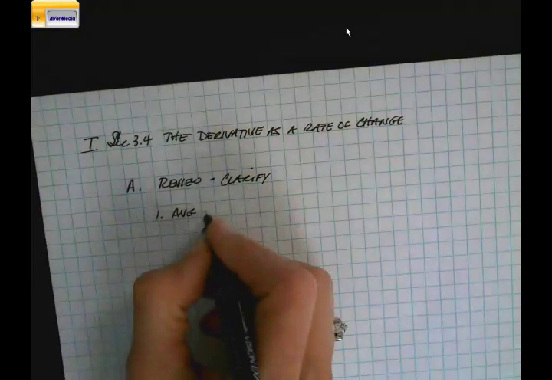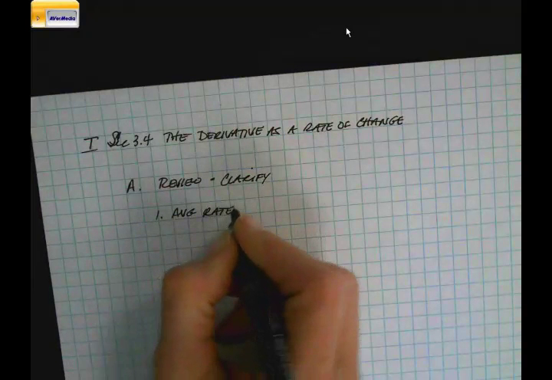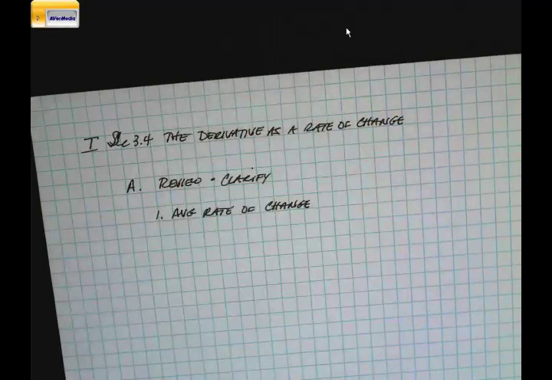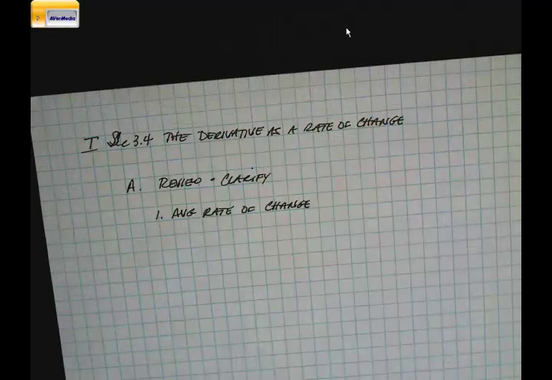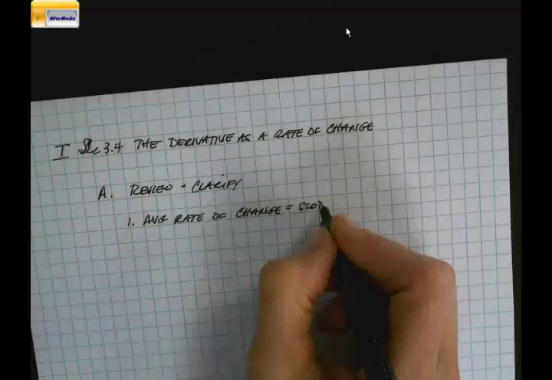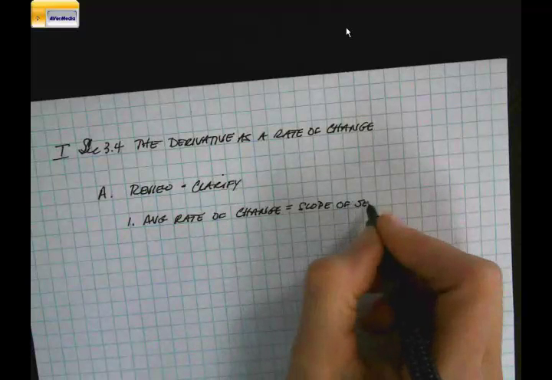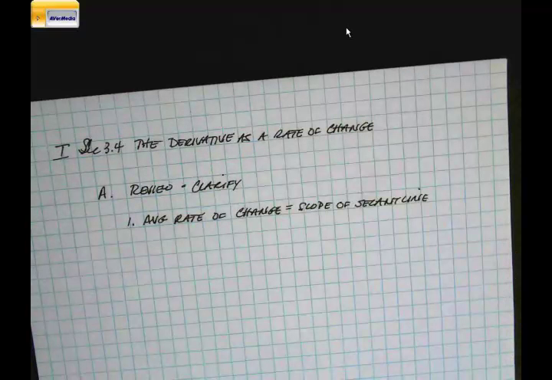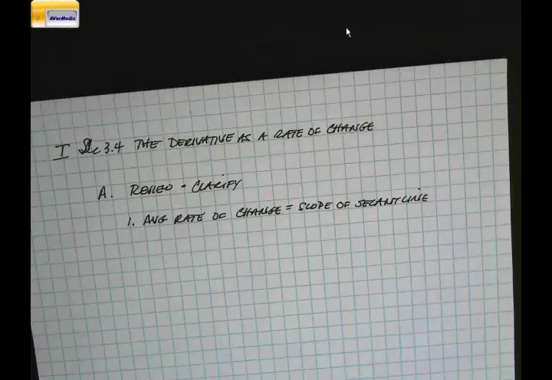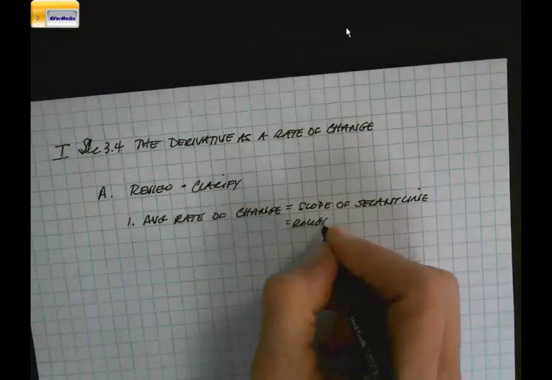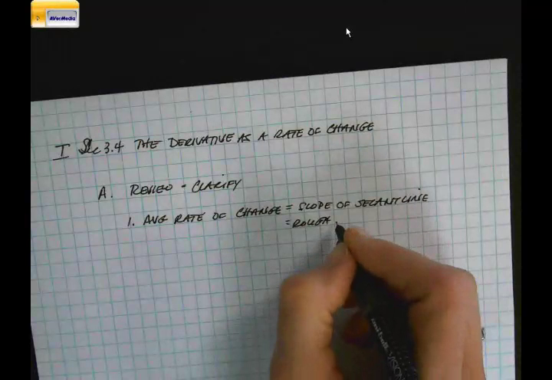Okay, very importantly, we have the average rate of change. And really, what the average rate of change is, it's really the slope of a secant line. And we want that secant line to be as close to being actually the same as the tangent line as possible. But really, it's only the slope of the secant line. So really, it's a rough estimate, but we try to make it good.